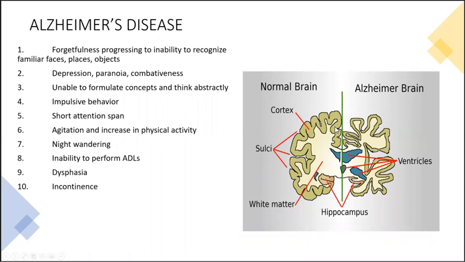Alzheimer's disease causes the brain to shrink, causes the brain to atrophy, and brain cells begin to die. It is progressive, it is irreversible, it is a degenerative neurological disease characterized by loss of cognitive function and disturbance in behavior. Some of the risk factors include one's age and one's family history.